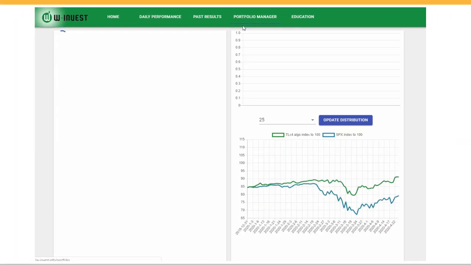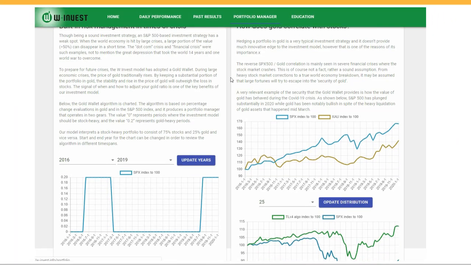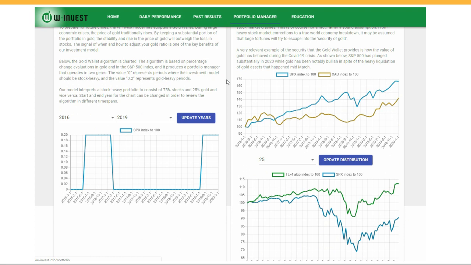Go to Portfolio Manager. Our model is non-speculative, but we do switch between gold and stocks. Before and during a crisis we have 75% in gold. Opposite in all other times.